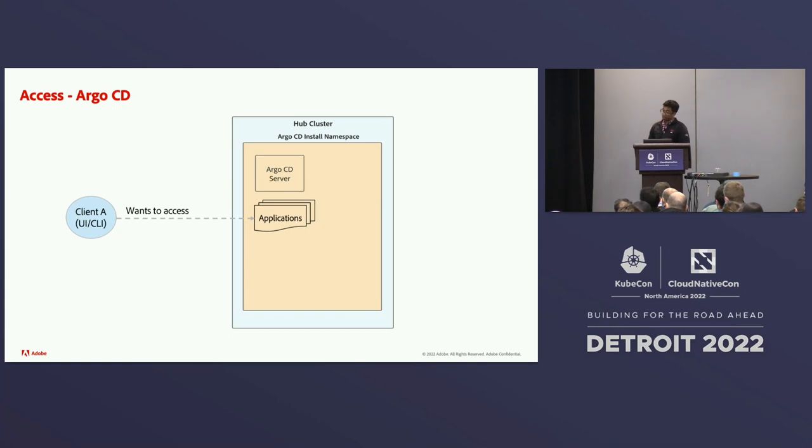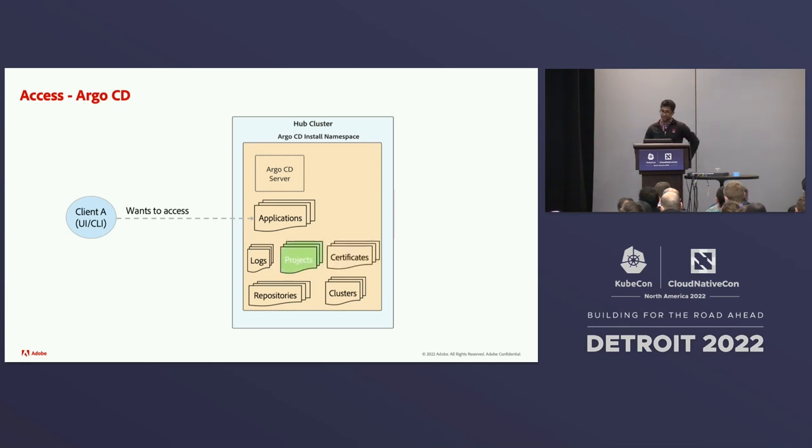So in Argo CD, the UI and CLI use the same mechanism this time to scope client access for resources like Argo CD applications. Similar to workflows, these are exposed by the Argo CD server in this case. Argo CD also has other resources in addition to Argo CD applications, such as logs, connected repositories, connected clusters, certificates, as well as app projects. The AppProject resource is important, as we'll see later, because it can be used to scope or group Argo CD resources, which can then be used to scope access.